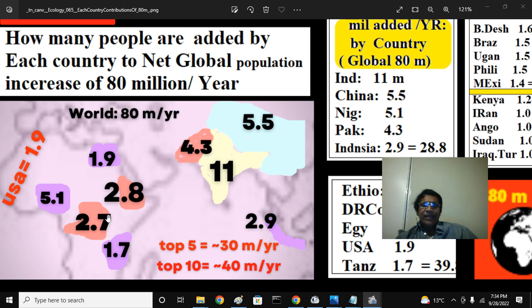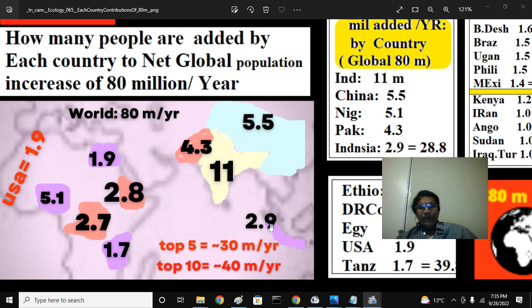That is the DR, Democratic Republic of Congo. That is a big nation. This other Congo, that is a small nation. We are talking about the big Congo. That is 2.7. Ethiopia, that is 2.7, 2.8. Other major contributors are around 3.